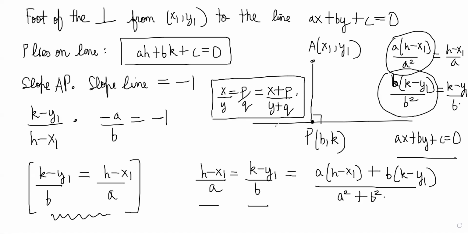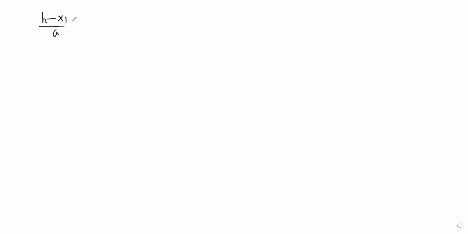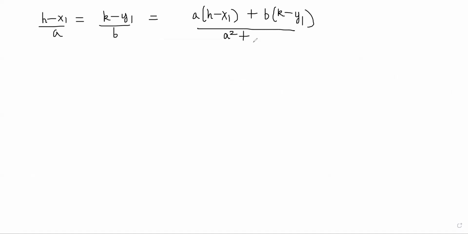You can prove this. So here I'm just adding the numerators, a into h minus x1 plus b into k minus y1, by a square plus b square, the denominators, right? Why is this important right now? Because now we'll be able to prove this. So we have h minus x1 by a is equal to k minus y1 by b is equal to a into h minus x1 plus b into k minus y1 by a square plus b square. That is the result here.